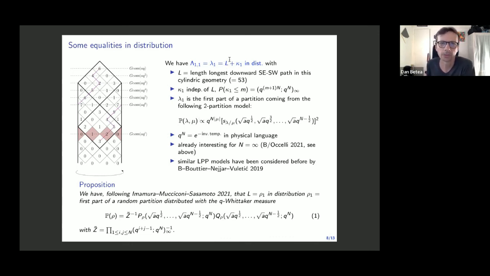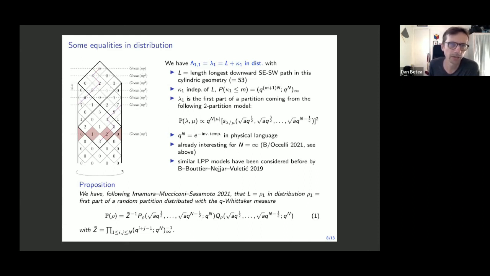Lambda 1, 1 is also equal to capital L plus kappa 1, where kappa 1, first of all, is independent of everything else. And it has this simple distribution. This is an infinite Q Pochhammer symbol. This is a discrete Gumbel distribution. And what's L? L is the longest polymer.